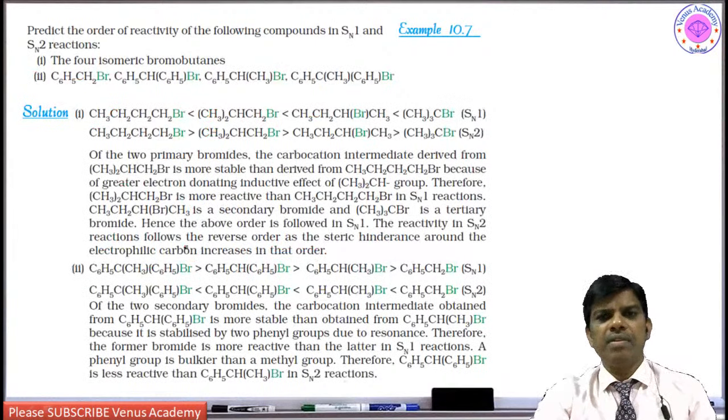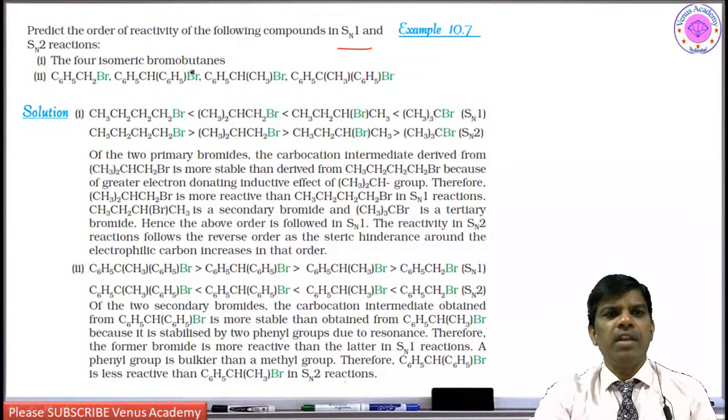There you have some examples. Predict the order of reactivity of the following compounds in SN1 and SN2 reactions. The 4 isomeric bromobutanes. So this is primary and this is secondary, they have given, are benzylic, and here benzylic with a methyl group also is there. You can read here. So what is going to happen?